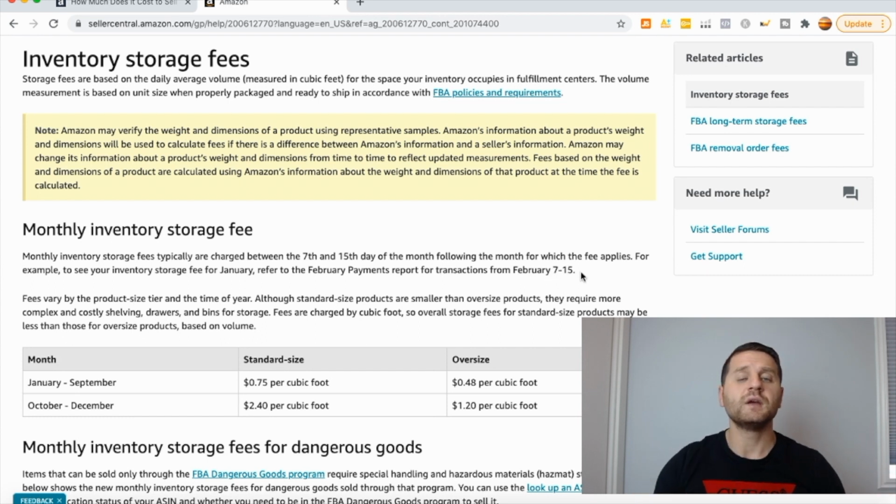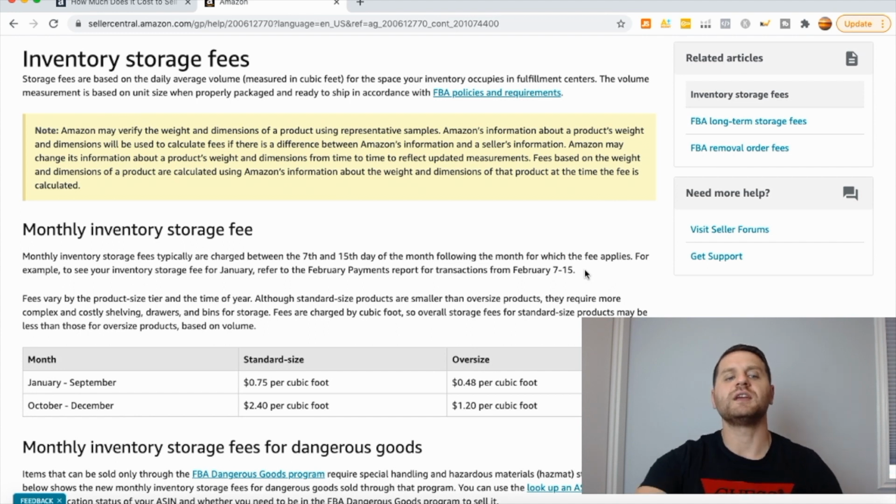So each month, from the 7th to the 15th, Amazon does an inventory cleanup. They will take a look and see exactly how many cubic feet of space your inventory is taking, and they will give you a storage cost every month. This fee will apply next month, from February 7 to 15, for the January 7 to 15 inventory cleanup. Now when I say inventory cleanup, it doesn't mean Amazon will take your inventory and throw it away. It is just a term they use for calculating your inventory storage fees.